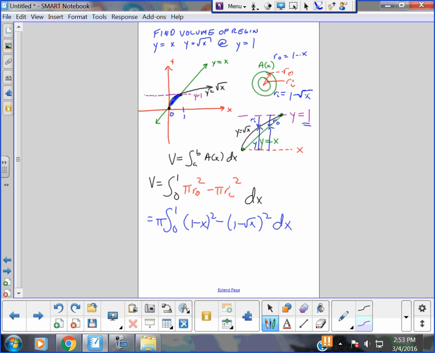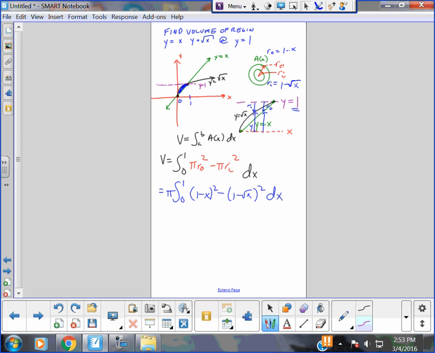And now we have done the integral with respect to find the volume. Now it's simply doing the math, squaring the binomials. What do we get when we square a binomial? We get a trinomial every time, guys. There's going to be 6 terms here before we do like terms. So I have pi, 0 to 1, 1 minus 2x plus x squared.